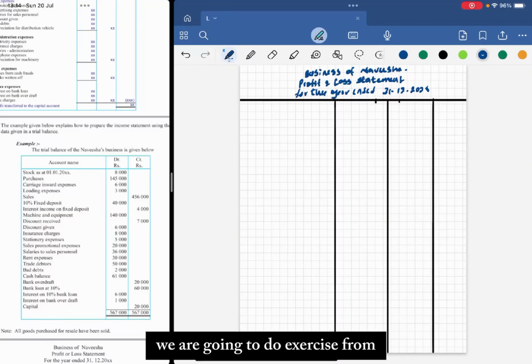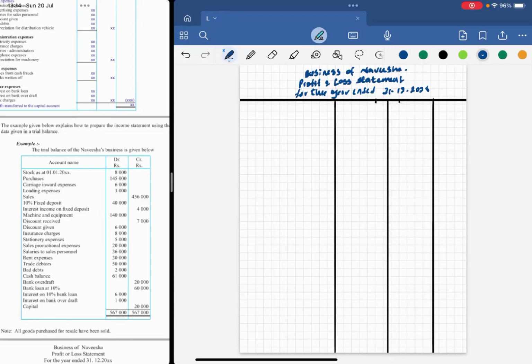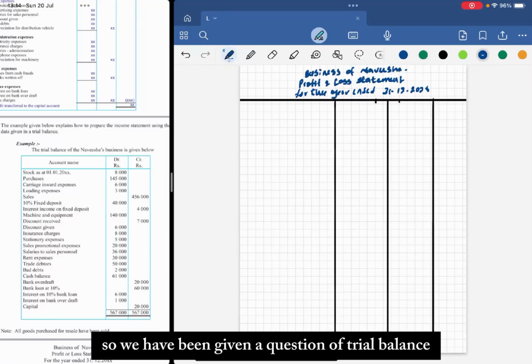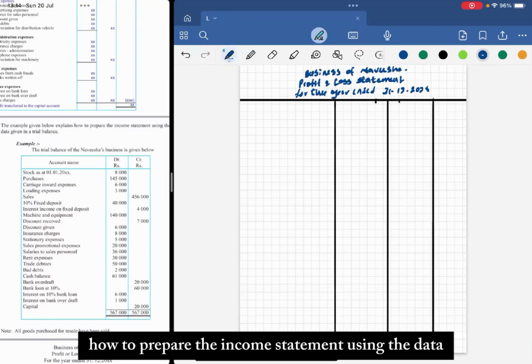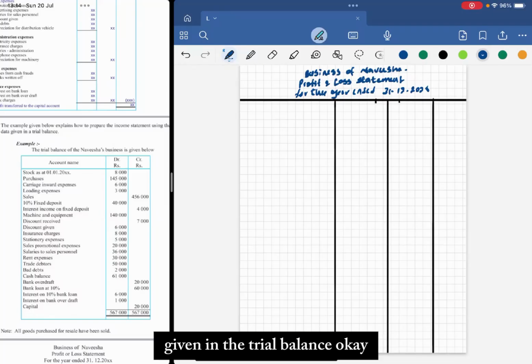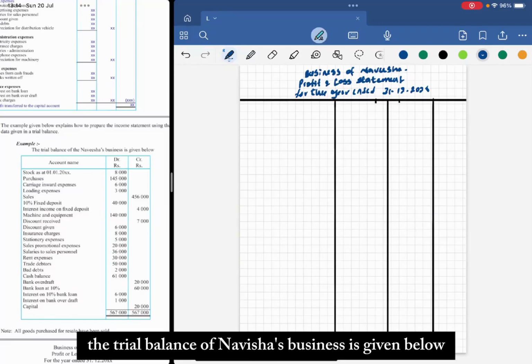Okay, students, today we are going to do an exercise on the calculation of net profit. So we are going to try out a profit or loss statement. We have been given a question with a trial balance. The example given below explains how to prepare the income statement using the data given in the trial balance. The trial balance of Navisha's business is given below.